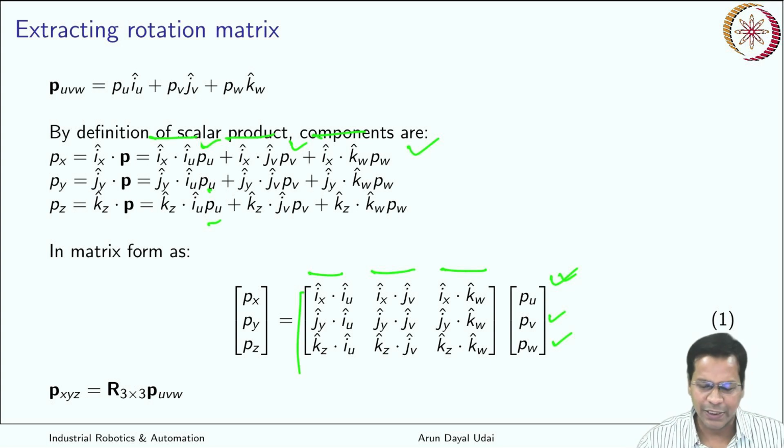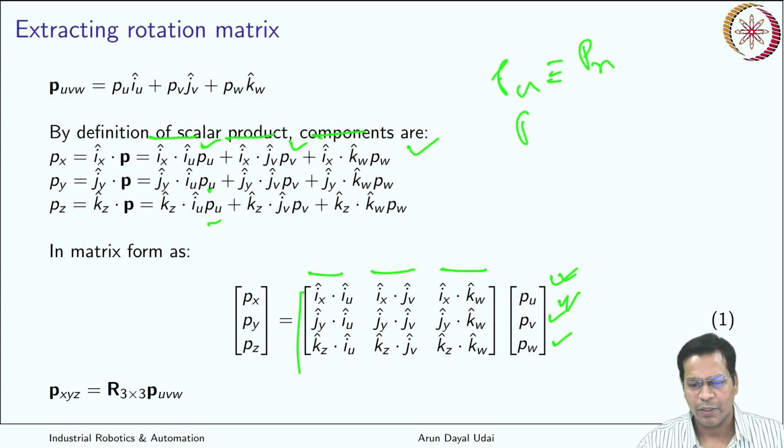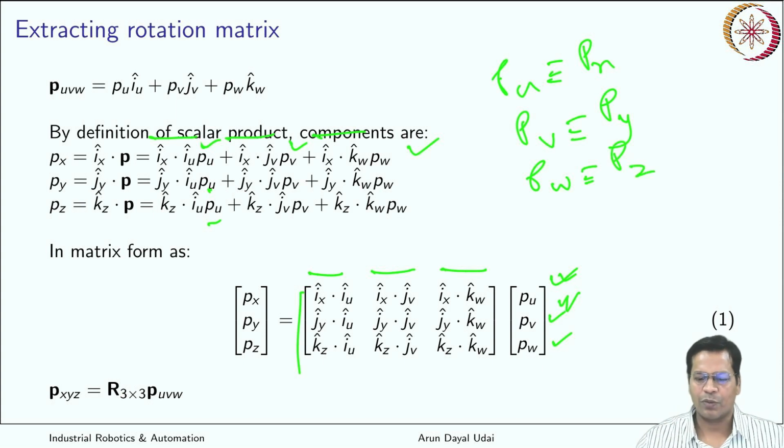What effectively this is saying, so this is your initial point, which was initially PU equivalent to P1, PV equivalent to PY, PW was equivalent to PZ. Now that it has rotated, what are my new coordinates along X, Y and Z axis? So this is the required transformation matrix which is able to do that.